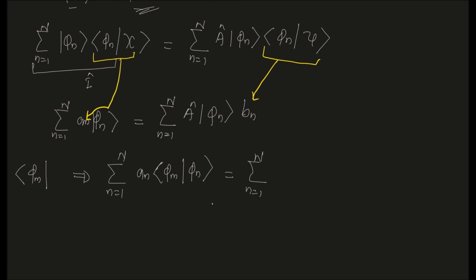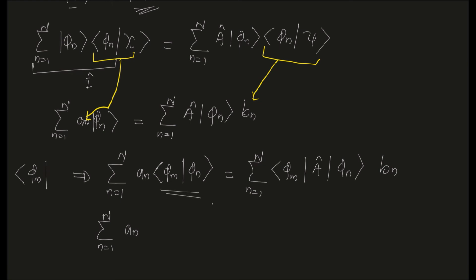sigma n equal to 1 to N. On right hand side what we have is you have to multiply it with the bra phi m, then you have this vector, then you have phi n, then the coefficients bn. Okay, and this order is very important because the ket is multiplying on the left side of this operator. So on left hand side what you have is sigma n equal to 1 to capital N an.